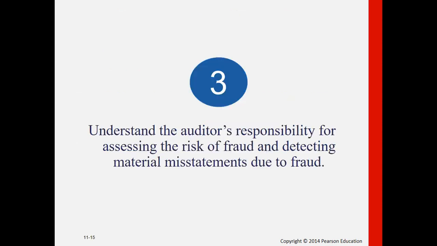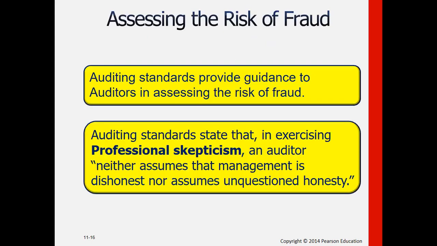Now, our third objective is to understand the auditor's responsibility for assessing the risk of fraud and detecting material misstatements due to fraud. So what is really the auditor's responsibility? Well, the auditor must be assessing the risk of fraud. However, it's not really the obligation and responsibility of the auditors to go over the fraud that is happening in the organization.